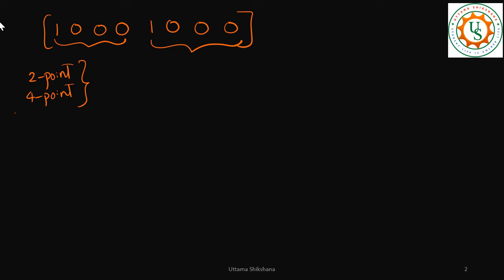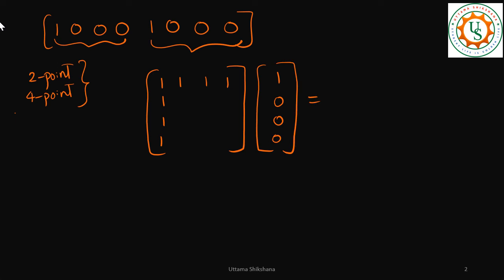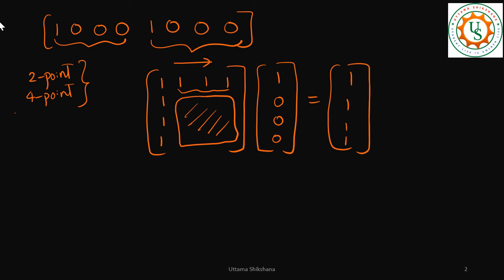So if the 4-point DFT matrix is at your fingertips, it will be 1 1. Even before you solve it, see 1000. If you multiply, the last three terms are going to be zero, so it doesn't matter what terms we have here. The output will be 1111, right? If you take just the DFT of this one, it will be all ones.